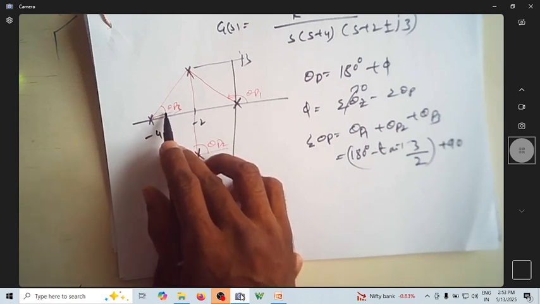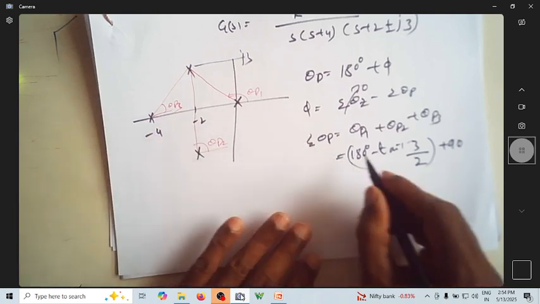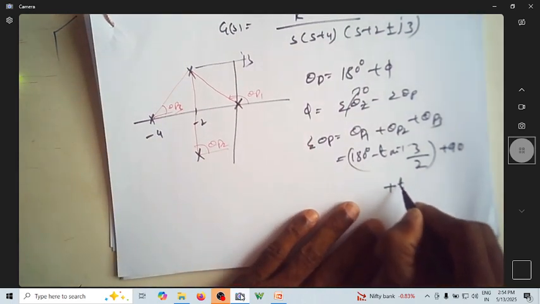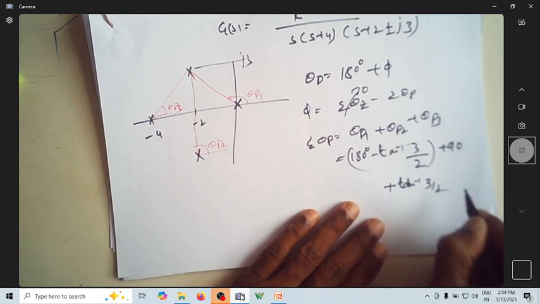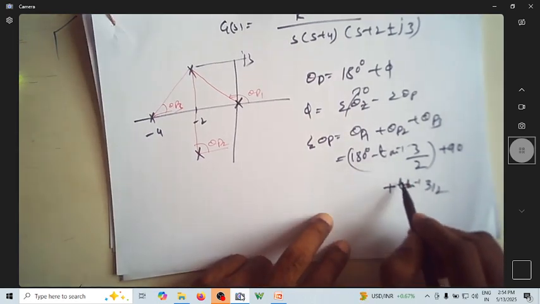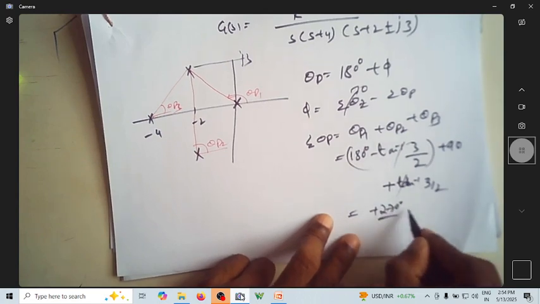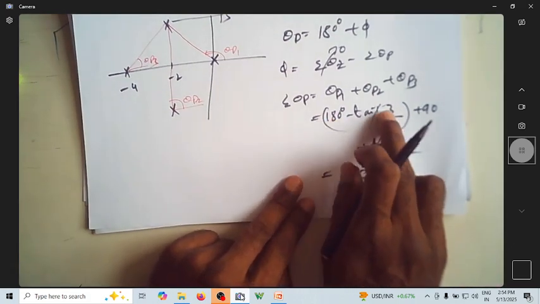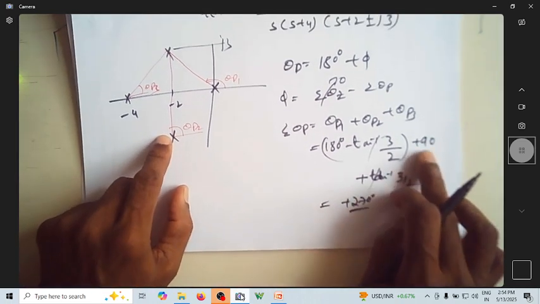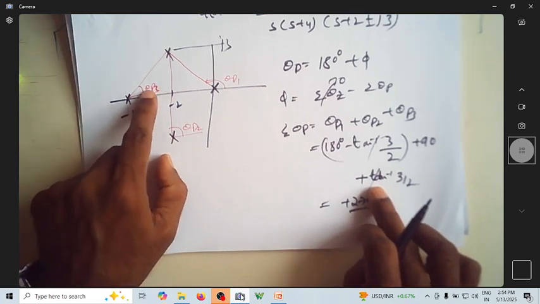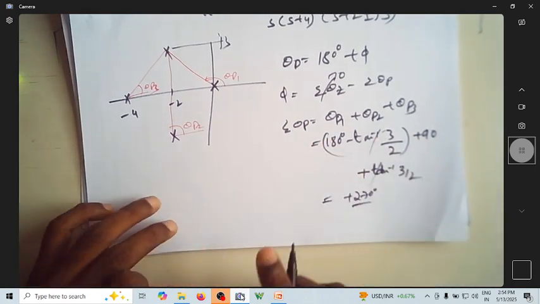So this angle is straight away tan inverse of how much is this? This is actually 3, and this difference is actually 2. So it is plus tan inverse of 3 by 2. You can actually see this and this will cancel out, and you will end up with plus 270 degrees. See here, this is 180 degrees minus tan inverse of 3 by 2. This is plus 90 degrees for this, and this is again an angle of tan inverse of 3 by 2. This is minus, this is plus, we cancel out. This plus this is 270.